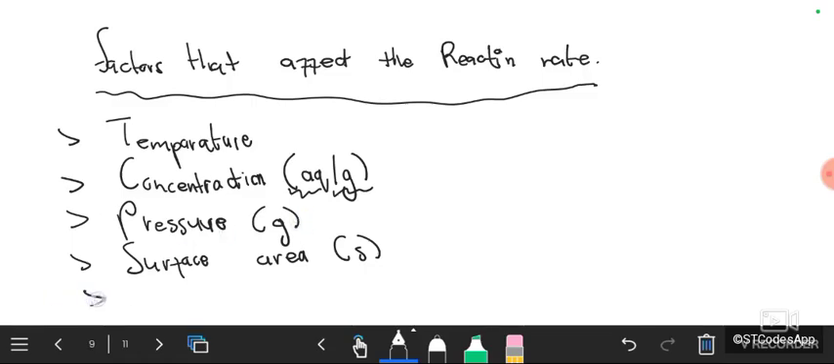Then we have another factor. There's a few that they love. The first ones that I started with, they love those ones, and they also love this one, catalyst. A catalyst is a substance that will speed up the rate of the reaction by lowering the activation energy without itself getting used up in the process. A catalyst will not get used up. It does not change itself. It's just there to lower the activation energy.